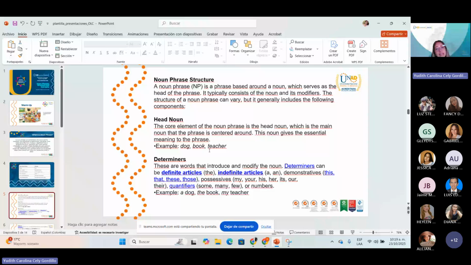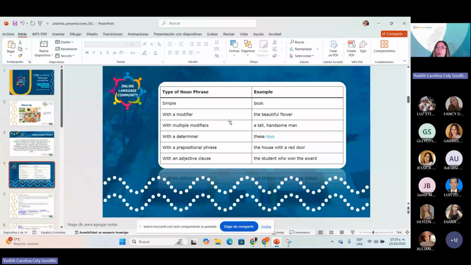You have, in this case, for example, a beautiful flower. What about this, using "beautiful"? This is an adjective to describe the flower. Flower, this is the main word, maybe the head of the phrase, yeah, because I speak about it. And according to it, a tall, handsome man. These are all different things that you use to describe and modify the noun.